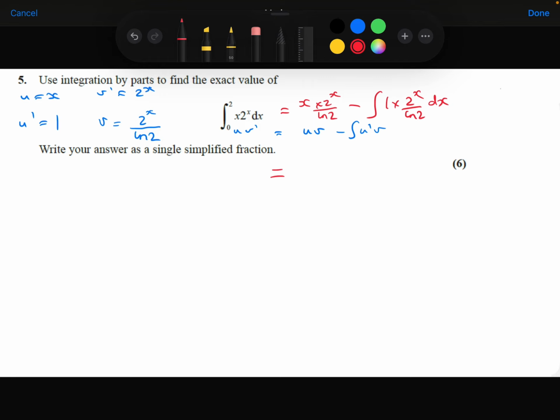Right, let me just try and simplify that a little bit then. So x times 2 to the power x over ln2, I've got that on the outside, minus the integral. Now, the 1 obviously I don't need to worry about. Now this ln2, that's just a number. So I can actually take that fraction, that 1 over ln2, outside of my integral. It's just a number, so I can take it outside. And that'll leave me with 2 to the power x dx on the inside of the integral.